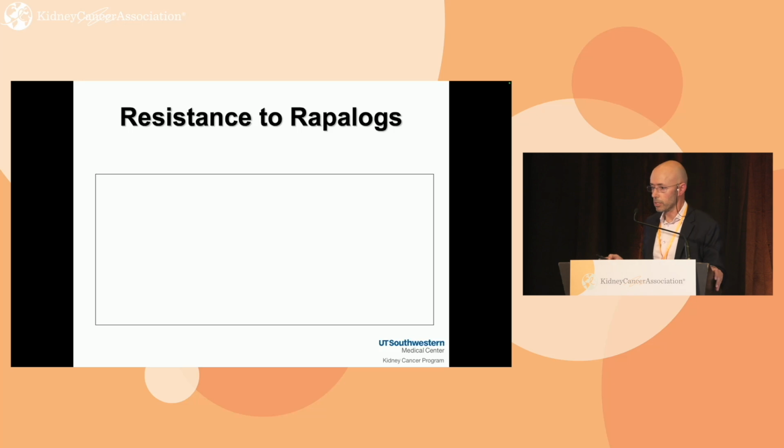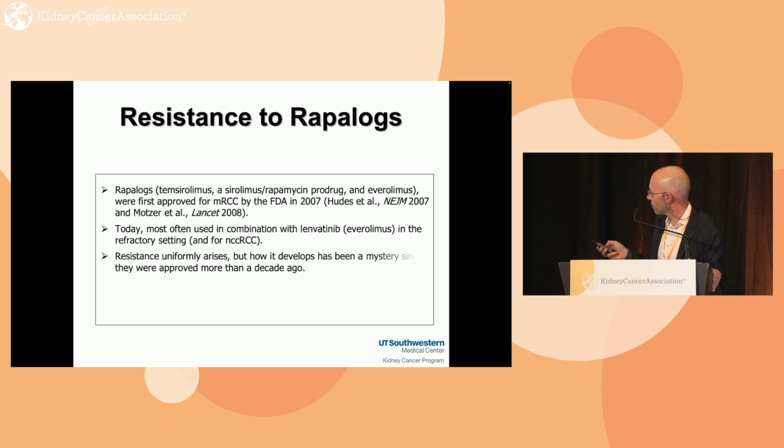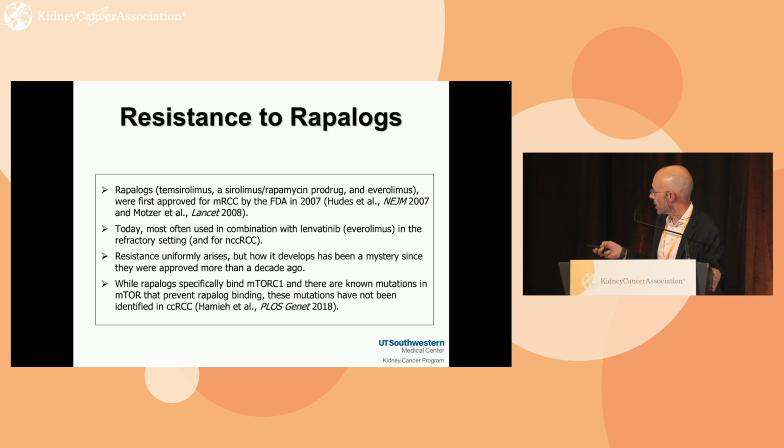So here, we're going to be looking at resistance to rapalogs. I realize that these are drugs that we don't use very much anymore, at least in isolation, but it's an interesting question from a biological perspective. So there are two drugs that are FDA approved for kidney cancer, temsirolimus and everolimus. Importantly, temsirolimus becomes sirolimus or rapamycin. This makes up 70% of the circulating drug. This was approved initially in 2007, temsirolimus was. Today, most often used in combination with lenvatinib.